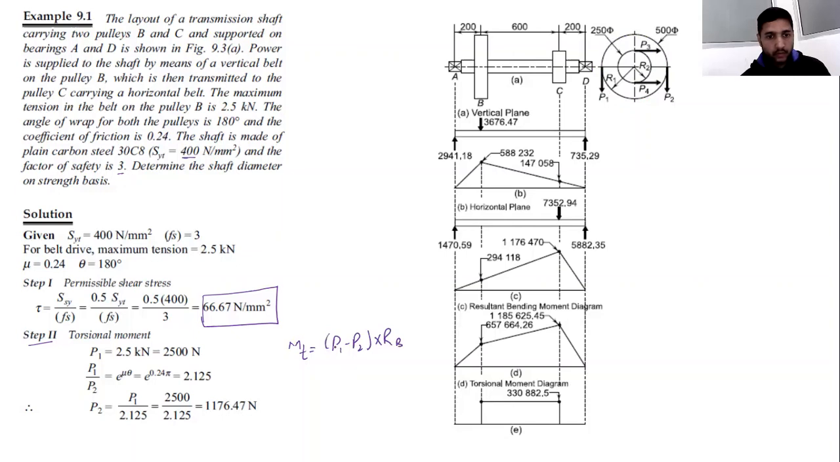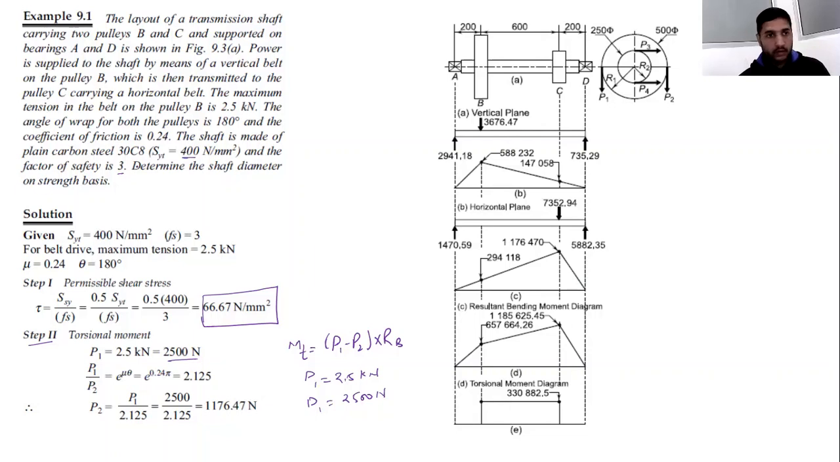We have to find out P1 and P2 because we do not have them. P1 and P2 are the tensions: P1 is the tension on the tight side and P2 is the tension on the slack side. P1 is already given as 2.5 kilonewton, which is 2500 Newton. And for belts we have one formula: the ratio of the tight side to the slack side is e raised to the power of mu theta. So by using this formula, P1 by P2 is equal to e raised to the power of mu theta, where mu is 0.24.